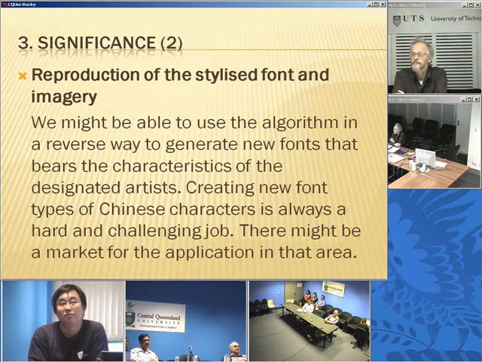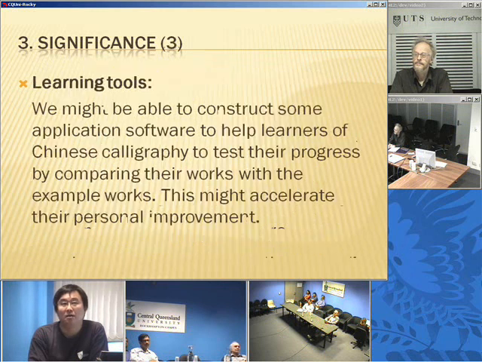Secondly, we might be able to reproduce stylized fonts and imagery. We might be able to use the algorithm in a reverse way to generate new fonts that bear the characteristics of the designated artists. Creating new font types of Chinese characters is always a very hard, challenging job. There might be some market for this application in that area.